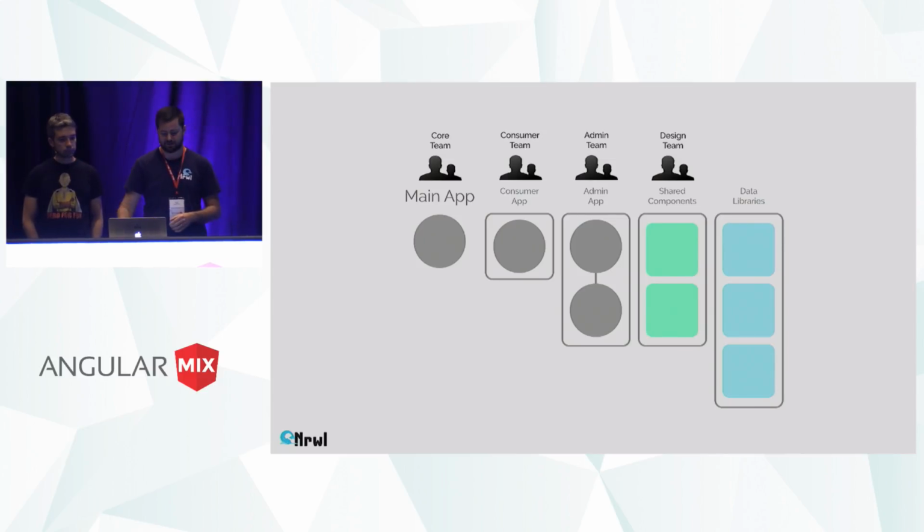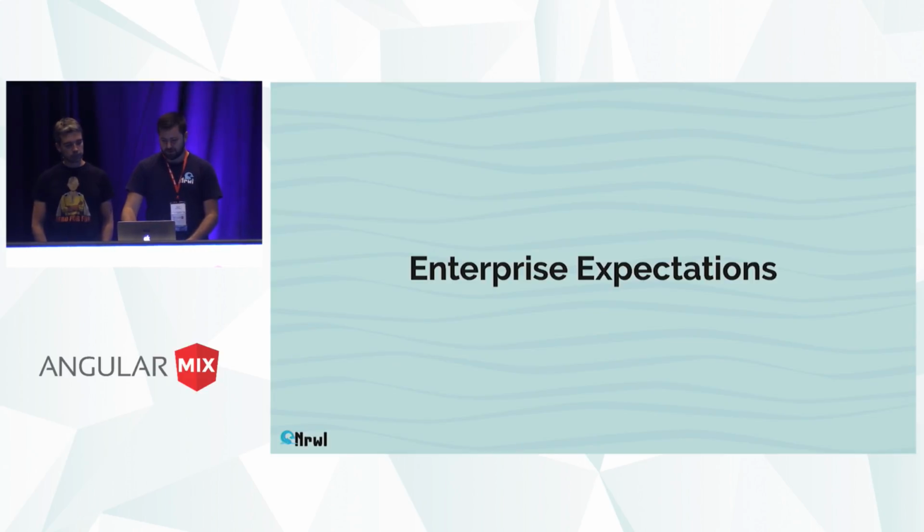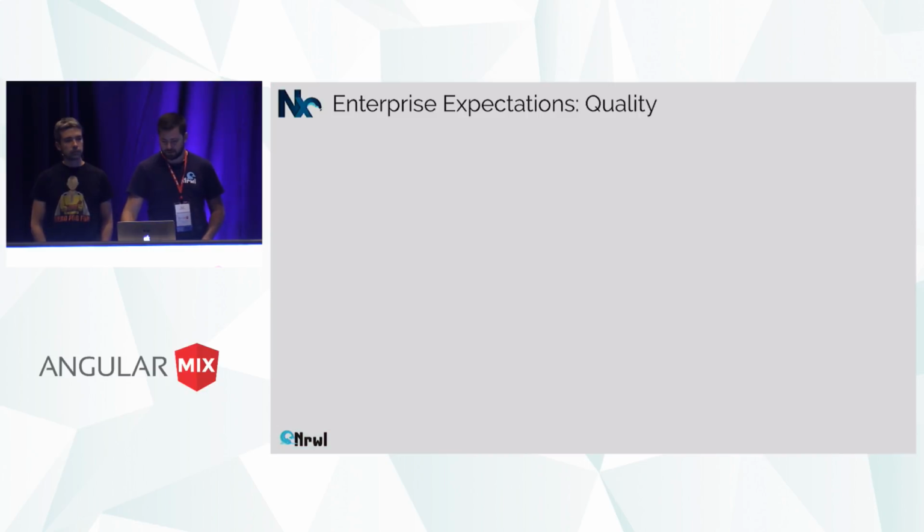Another team may just do the design library. And these teams have to work together to make things work. And on top of those constraints or those challenges of large, complex applications at enterprise, they have different expectations. One, with quality, it should feel fast.